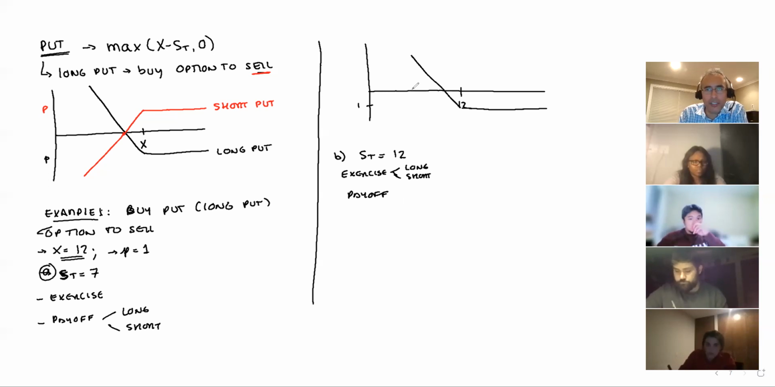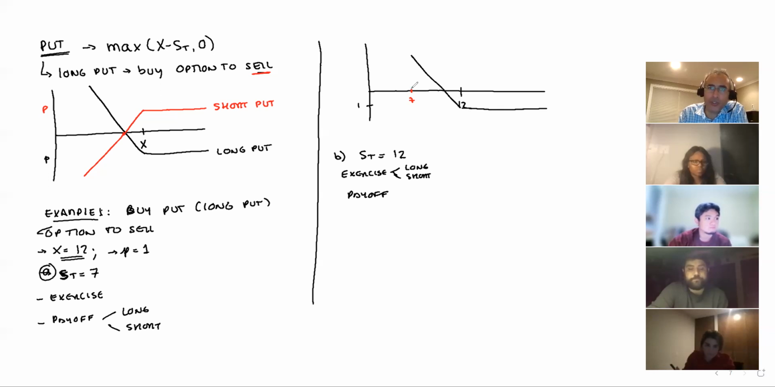So if my market price is 7, guys, what do you do? Just immediately take a look at this one here. You exercise or not exercise? Exercise, because you're going to be selling at 12 something that in the market is sold at 7. You agree? So for you, it's better to sell at 12. You're going to be making more money.